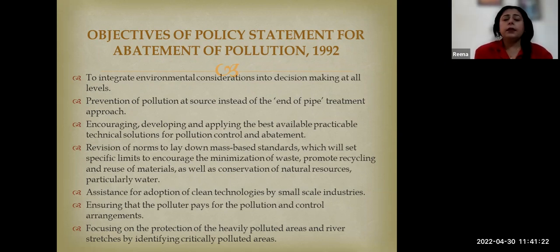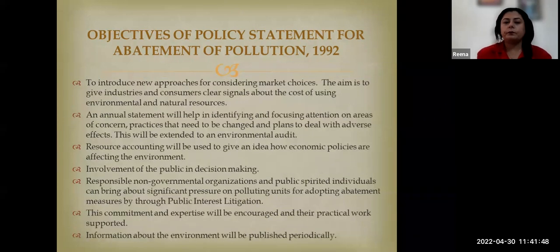Then assistance for adoption of clean technologies. That is again one of the objectives, and for that assistance, CII came into the picture. So for each of these objectives and their fulfillment, there are many different bodies acting in our country, which are already promoting many national and international projects to ensure that all these objectives are fulfilled.